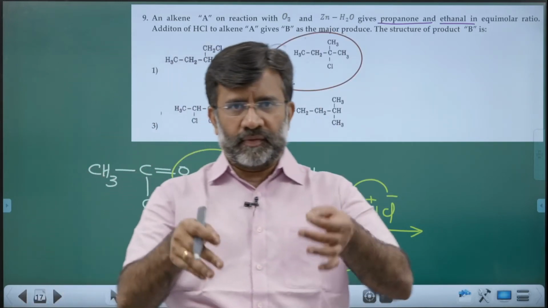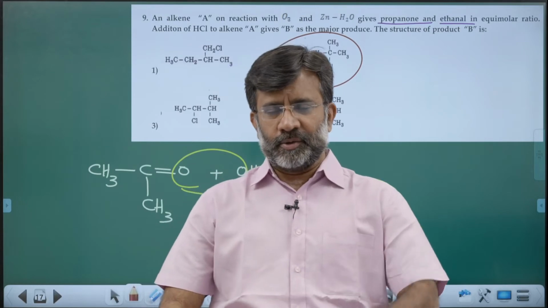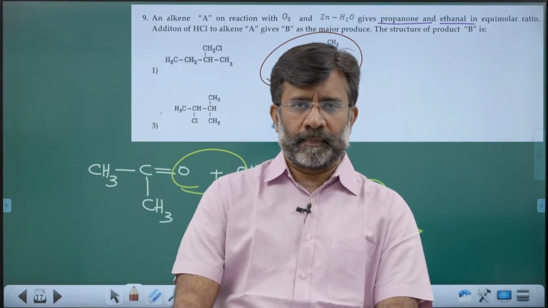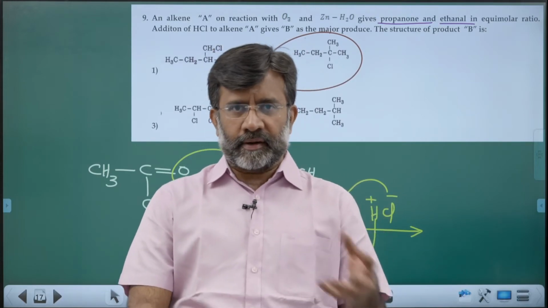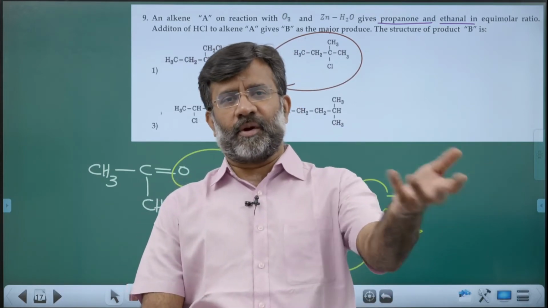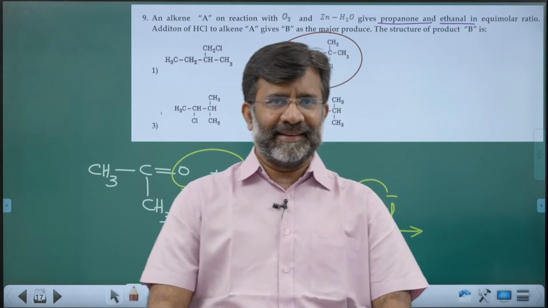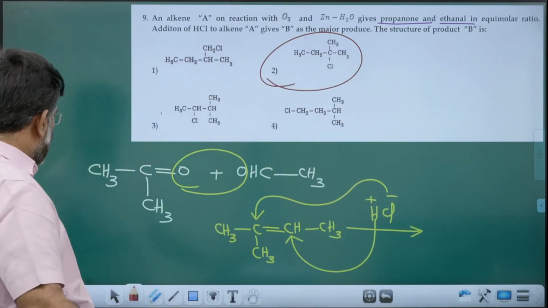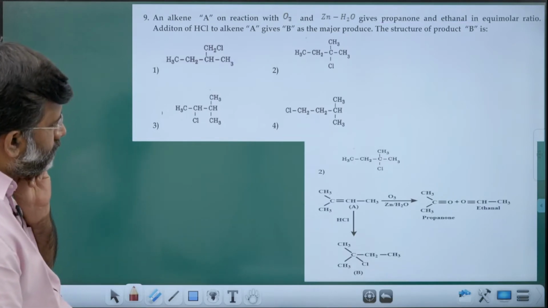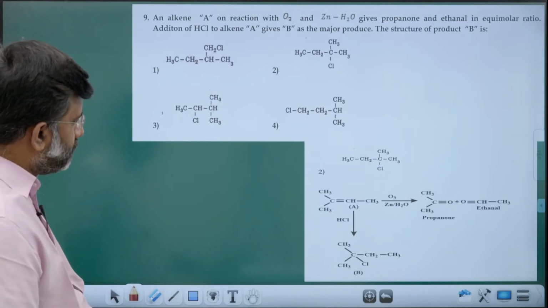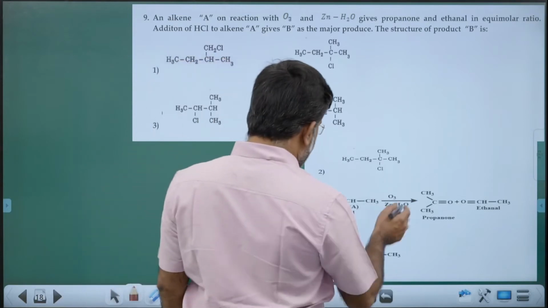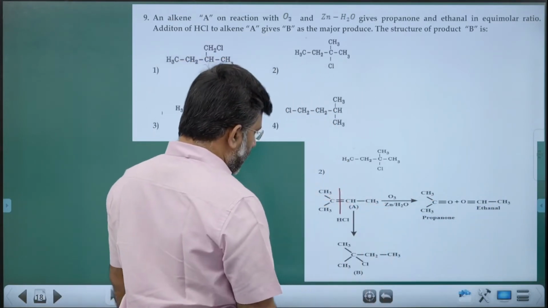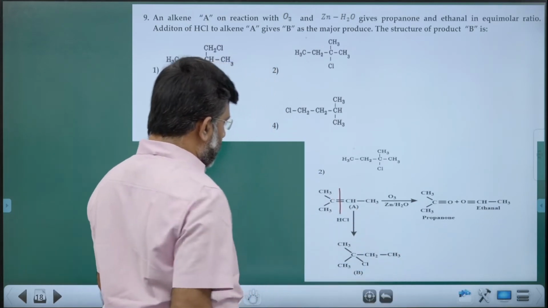So from the given ozonolysis products, you need to identify which alkene you are talking about, and when that alkene is treated with HCl, what will be the product? That is the question. Okay, next one. I think it is clear. See, this is A. Upon breaking over here, you get acetone and ethanal, and when this is treated with HCl, you will get that product.